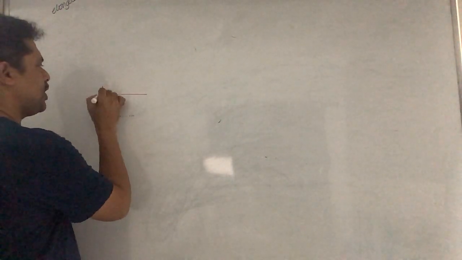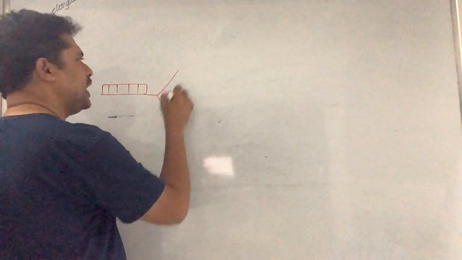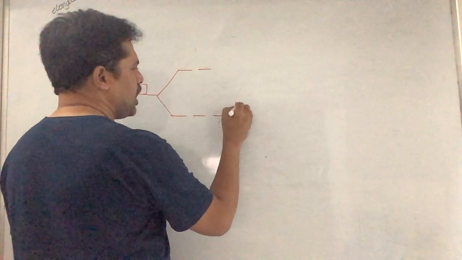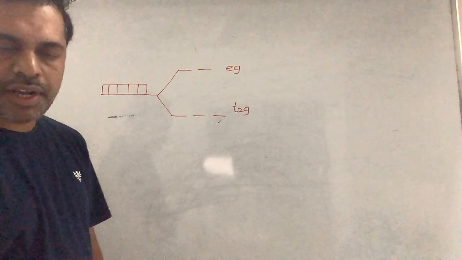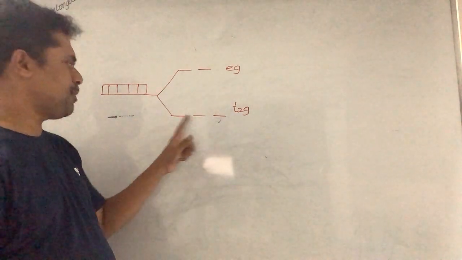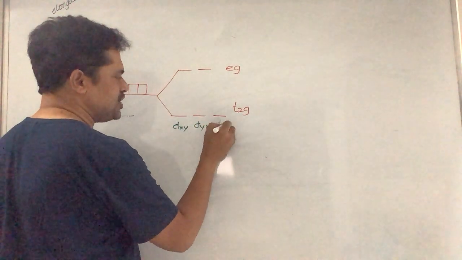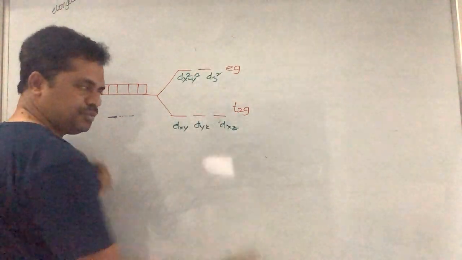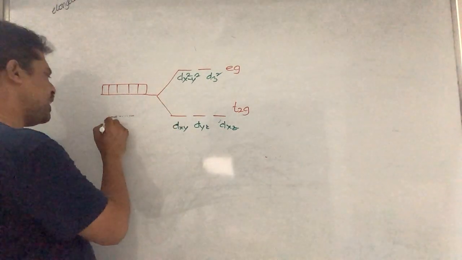We know the splitting of d orbitals. The 5 d orbitals split into two categories: t2g orbitals and eg orbitals. In the t2g orbitals, all 3 orbitals are of equal energy. What are the 3 orbitals? dxy, dyz, dxz. These have the same energy. And dx square minus y square and dz square are the eg orbitals. Why are these getting more energy than these? For this we say generally this is octahedral splitting.